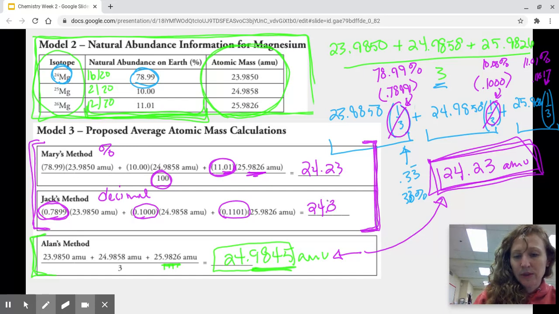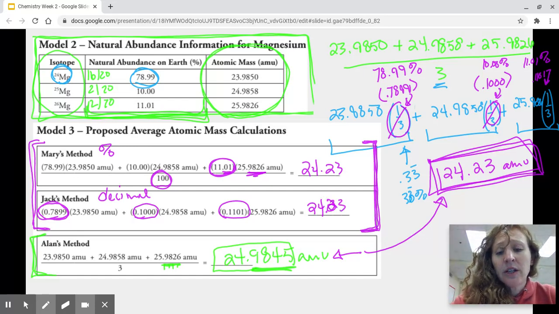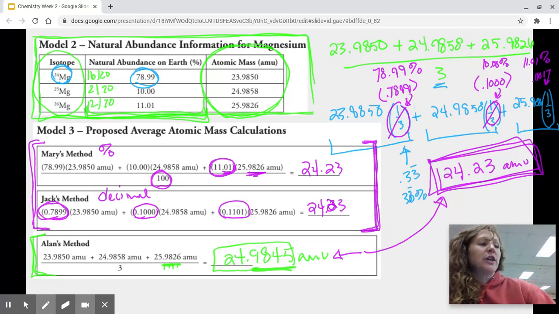But both of them are going to get the same answer of 24.23. Oops, that's a 2, 3. Either way you do it, you're going to get the same answer. The percentage divided by 100 is the same as the decimal form. So you can use either method to calculate your weighted average. Now notice that this weighted average is much, much closer to that listed atomic mass on the periodic table.